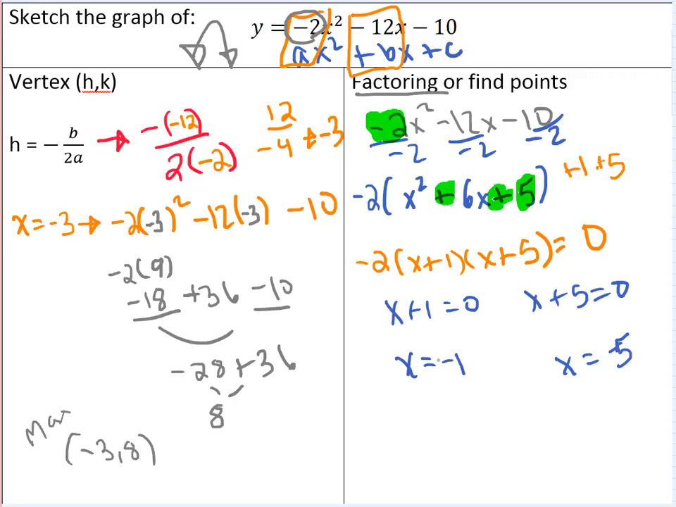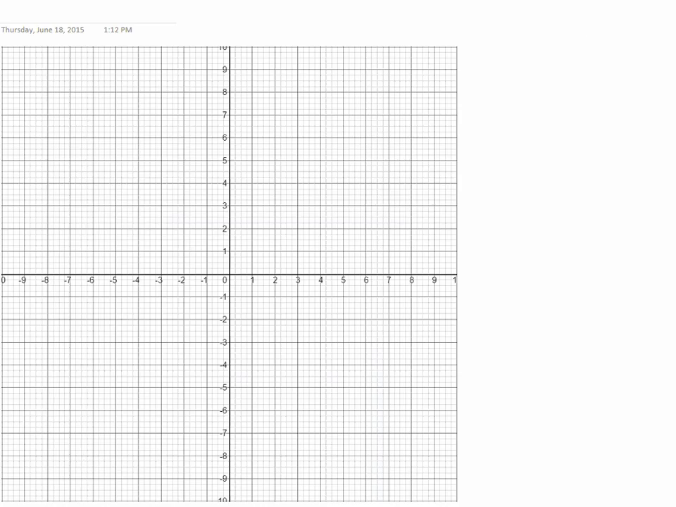Okay, let's go graph these two and this vertex. So negative 3, 8, negative 1, and negative 5. So we're going to start at negative 3 and up 8. Then I have a point at negative 5 and negative 1. So we're going to graph, going to go down. Okay, don't worry about that little hiccup down here. Okay, and that is our graph for our equation.